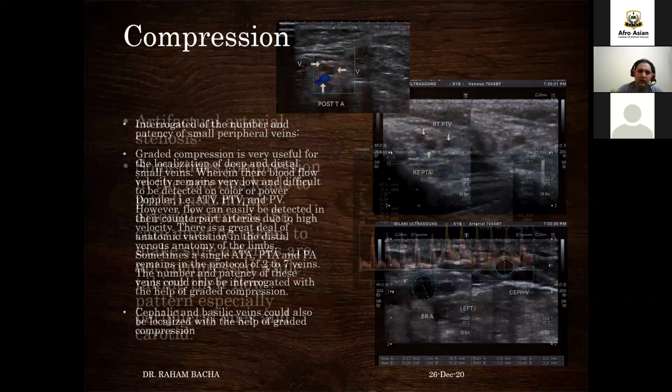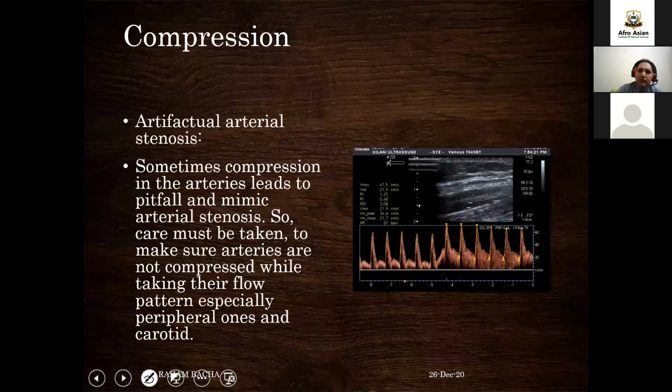Arterial. What could happen when there is compression on the arteries? If we compress arteries with the transducer too much, there could be resistive flow and artificial stenosis will appear in the artery.